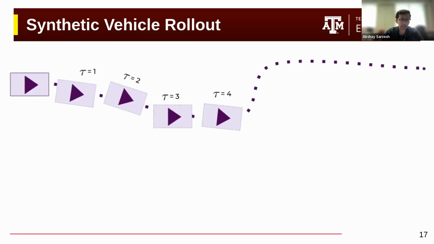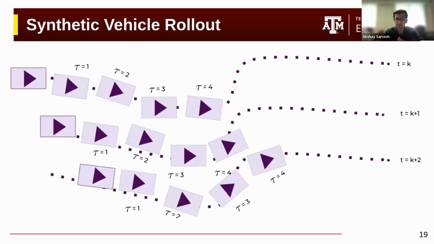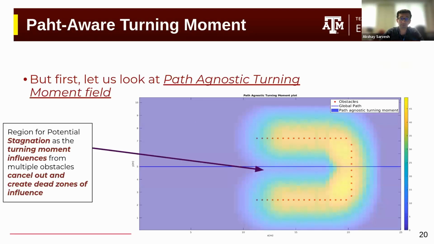Synthetic vehicle rollout is again very similar to what we see in receding horizon controller, where we simulate the movement of a robotic vehicle for, let's say, k discrete time steps in real time. As you can see, this is very similar to receding horizon controller, where we simulate the action for 4 time steps and we take the first action. This is the first part of the algorithm, and the second part of the algorithm is a path-aware turning moment.